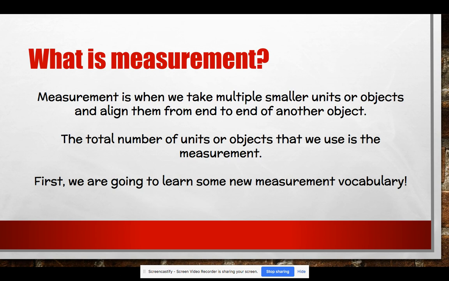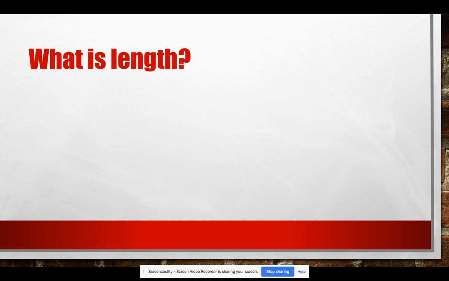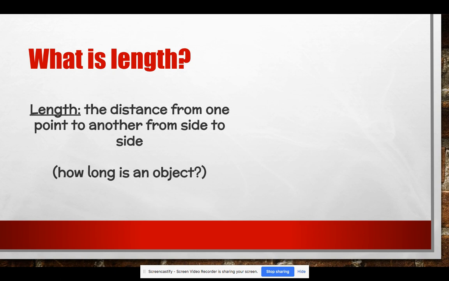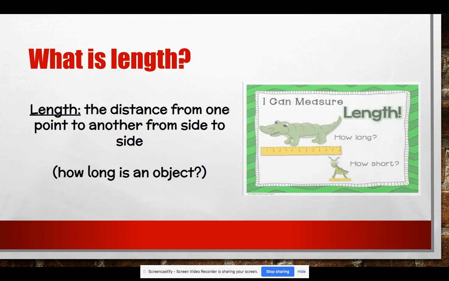But before we begin finding out the measurement of different objects, we are first going to learn some new measurement vocabulary that we will start using in this unit. Our first new vocabulary term is called length. What is length? Length is the distance from one point to another from side to side. So when you're thinking about length, you're thinking about how long or short is an object. So we can look at our chart and we can see how long is the gator or how short is the grasshopper. Length goes from side to side.